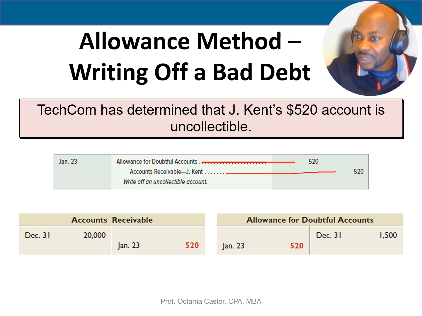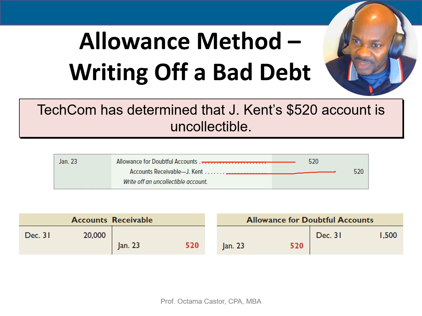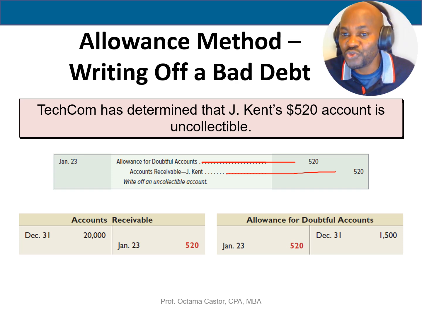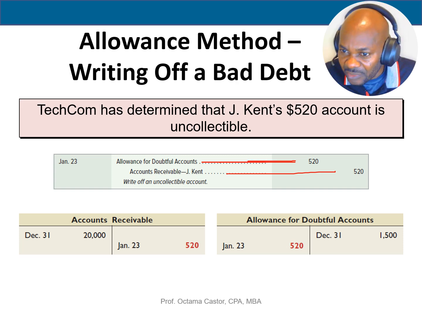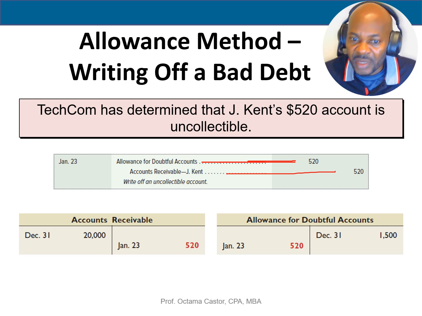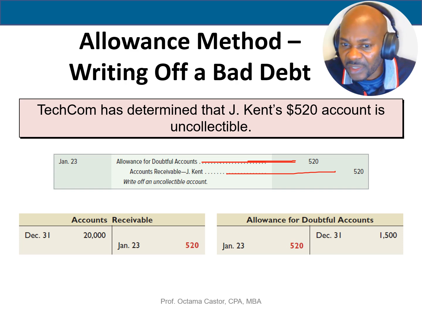Now, because you debited bad debt expense when you estimated the amount of the accounts receivable that would be uncollectible, at this time you do not debit bad debt expense. You debit what I would call your reserve account, which is the allowance for doubtful accounts. Now, if you look at the accounts receivable ledger, when you book that entry, you debit the allowance for doubtful accounts for $520. Now your balance on this account is $980. That would be 1,500 minus 520, which is $980.